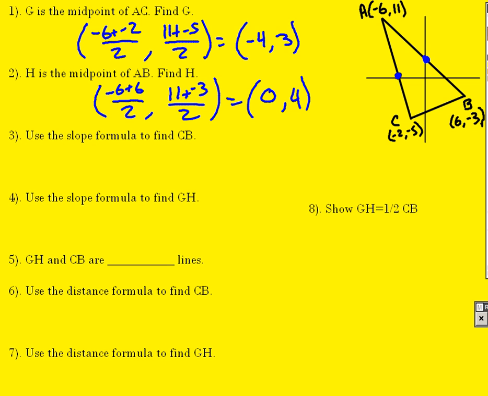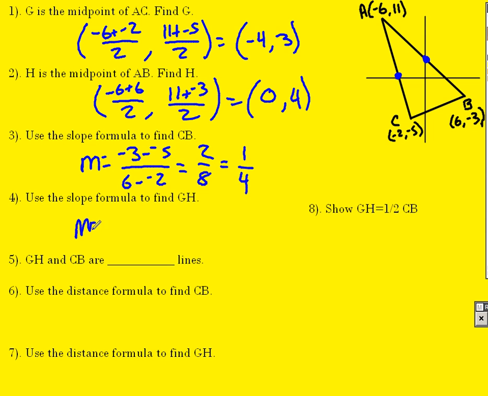Alright, so the next step is to find the slope. Slope is rise over run, the y's over the x's. So to find the slope of CB, we'll use the y values for those. So the y value would be negative 3 minus negative 5. And then the x value for those would be 6 minus negative 2. So that means that I'm going to end up with 2 over 8. And then that would simplify to 1 over 4.